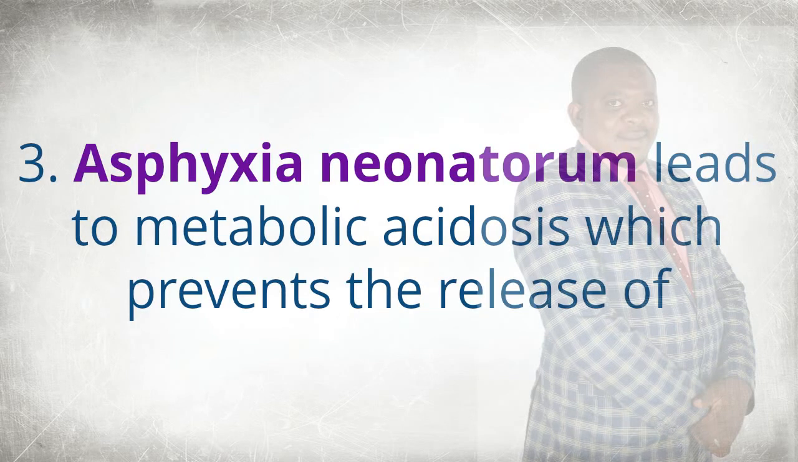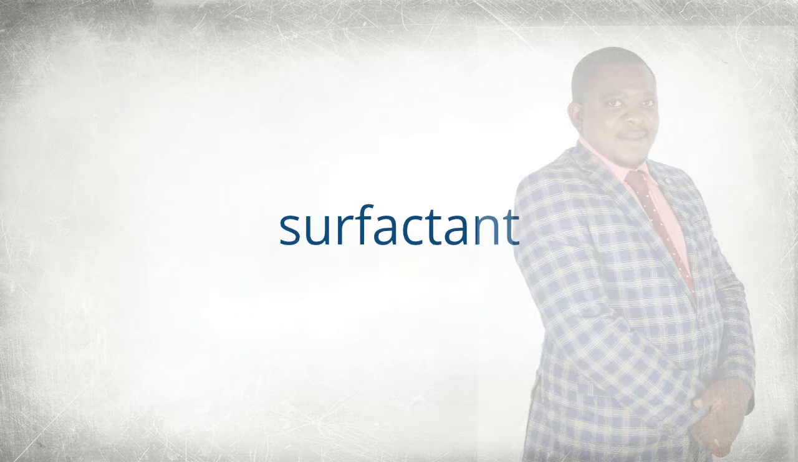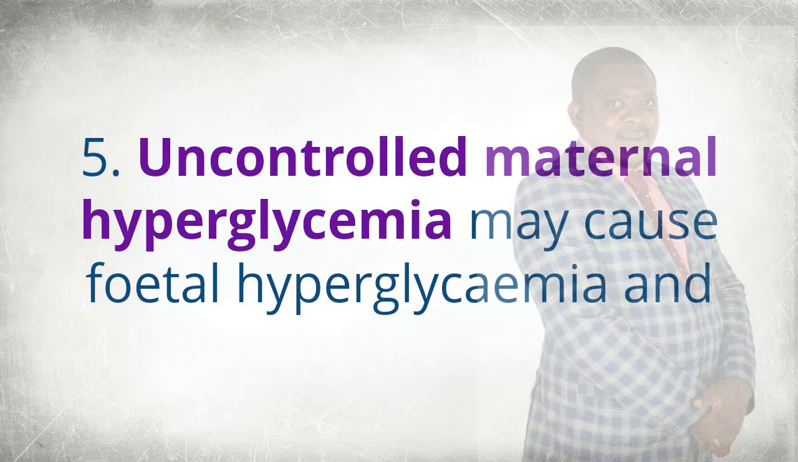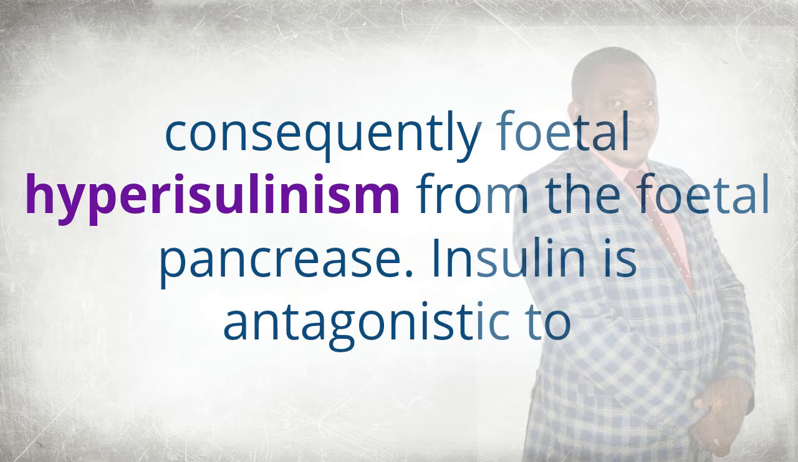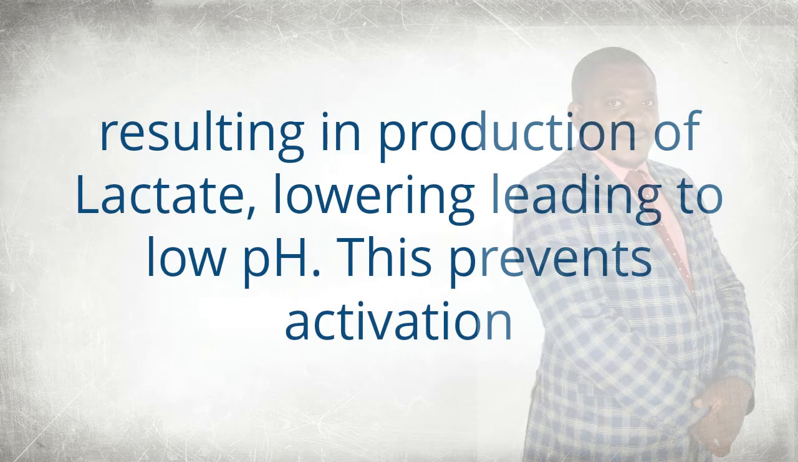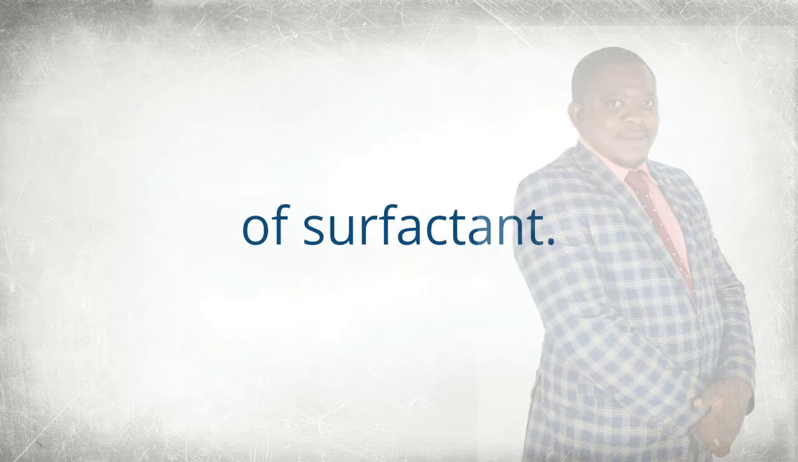3. Asphyxia neonatorum leads to metabolic acidosis, which prevents the release of surfactant. 4. Meconium aspiration may also prevent the release of surfactant from the alveoli. 5. Uncontrolled maternal hyperglycemia may cause fetal hyperglycemia and consequently fetal hyperinsulinism from the fetal pancreas. Insulin is antagonistic to surfactant activation. 6. Acidosis. Maternal hypoglycemia at cellular level may cause anaerobic metabolism, resulting in production of lactate, leading to low pH. This prevents activation of surfactant.